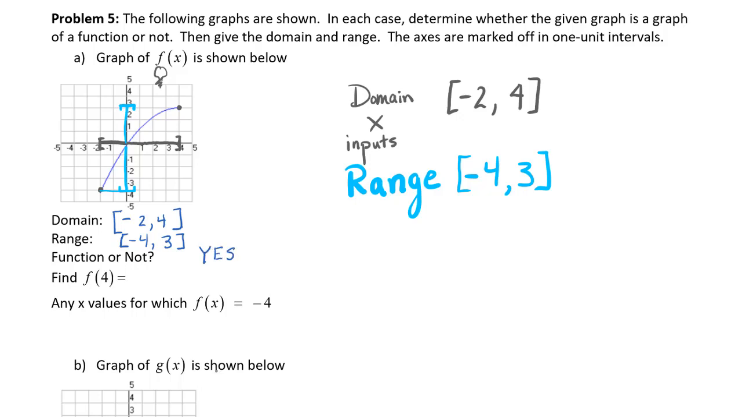And we need to find f of 4. That means my number inside the function is 4. X equals 4. My input is 4. So I'm going to find 4 on the x-axis and then see what my corresponding y value is. Well, that's at 3. So f of 4 equals 3.